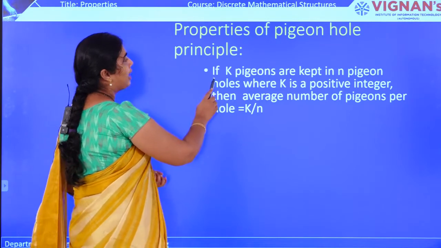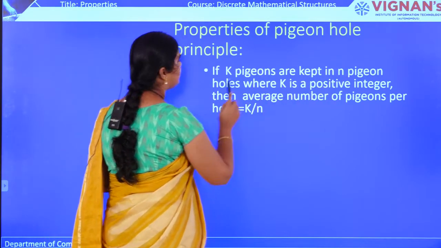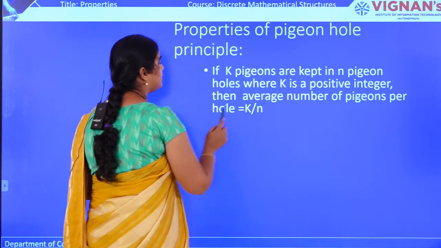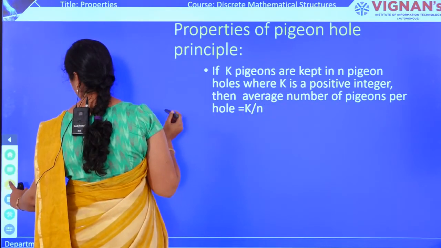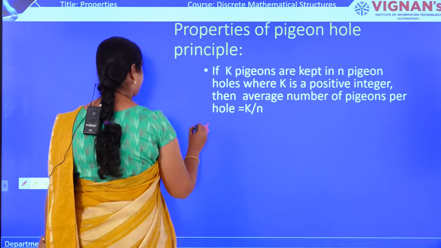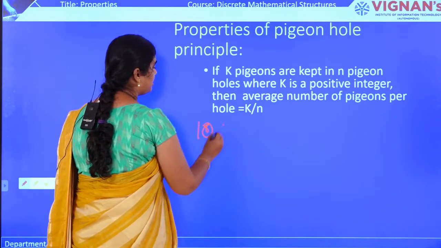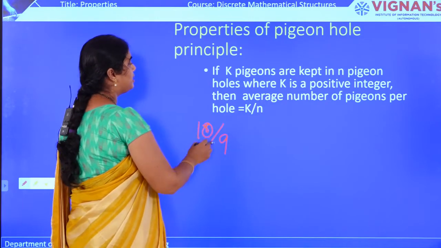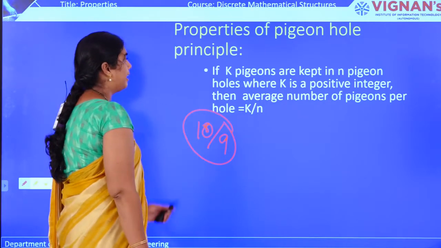Properties: if k pigeons are kept in n pigeonholes, where k is a positive integer, then the average number of pigeons per hole will be k by n. That means 10 pigeons are given for us, and 9 holes are given. Then the average number of pigeons per hole will be k by n. Okay?